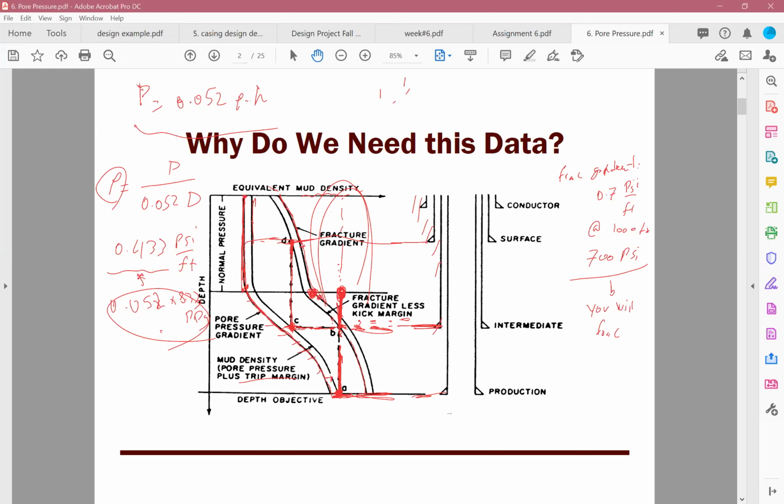Any other questions? For your project, you will have to develop these lines to find the pore pressure and fracture pressure gradient lines, draw the kick merging and trip merging lines, set the casing depths, and then design the casing. That's what you have to do for your project. Starting today, you will learn how to draw these curves and how to find these pressures. All right, any questions?